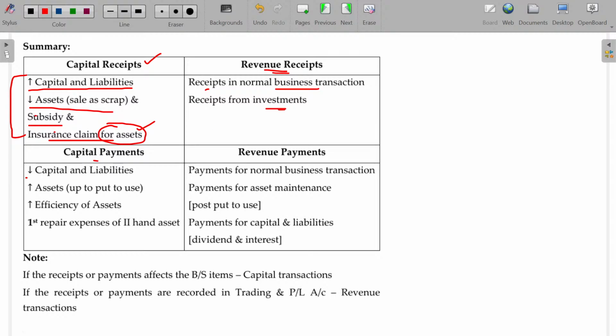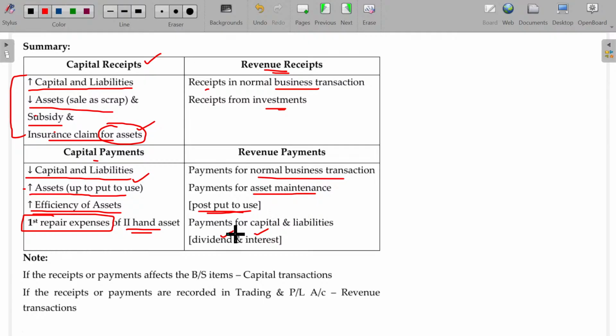Capital payments reduce the capital and liabilities and increase the assets. All the cost you spend up to putting it to use will be the capital payments. Because of purchasing the asset or repairing, asset efficiency will be increasing. In case of a second-hand asset, the first-time repair will also be considered as capital payment. Otherwise, payment for normal business transactions, regular maintenance of the assets post put to use, and any investment you make on which you get dividend and interest, will also be considered as revenue receipts, revenue payments. Is that okay?